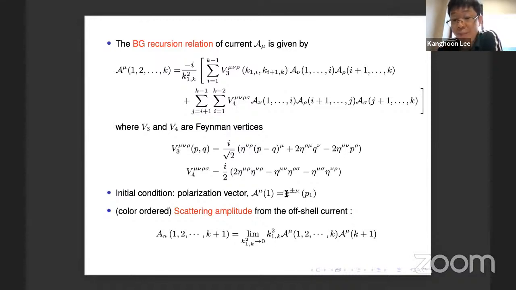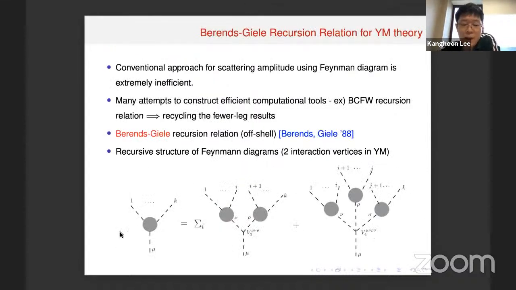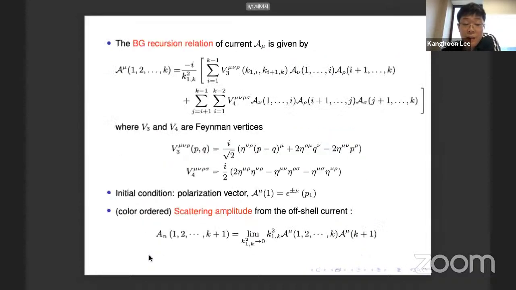the first one as a polarization vector, which can be plus or minus helicity. And we can construct the scattering amplitude by taking the on-shell limit. In order to get the conventional scattering amplitude, we have to couple with the external momentum and polarization vector for the (k+1)-th particle, and then take the on-shell limit.